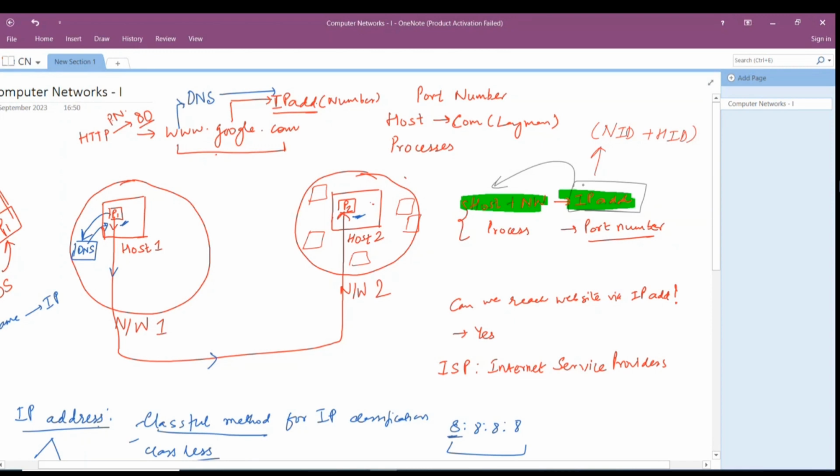Therefore the IP address is divided into two parts. One is known as the network ID, the other is known as the host ID, which actually recognizes, okay, this network, and inside this network, this particular host.